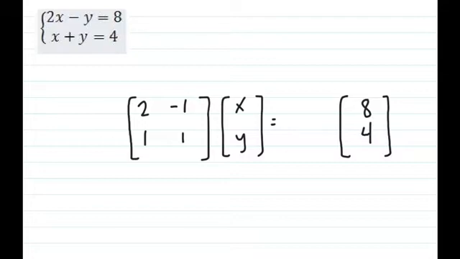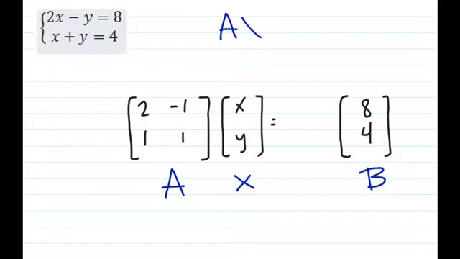When we have a matrix equation like this, we will call this part matrix A, this is matrix X, and this is matrix B. And so what we have is A times X equals B. And so we'll use that in just a second as we refer to other things.